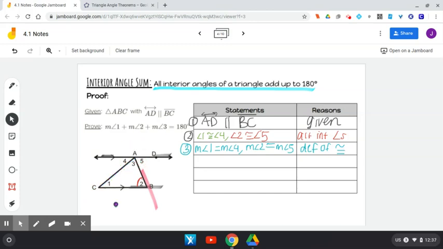So from here, I need to figure out something else to do. We were talking about how they make a straight line, which is 180. Well, I do have a straight line right here with 3 angles on it. So since those 3 angles are on a straight line, they've got to be supplementary. So I'll say that next. Angle 5, 3, and 4.